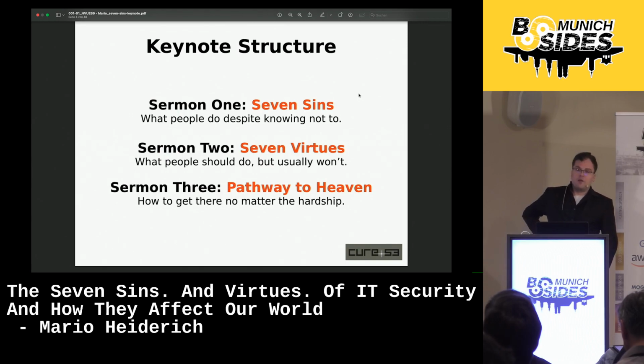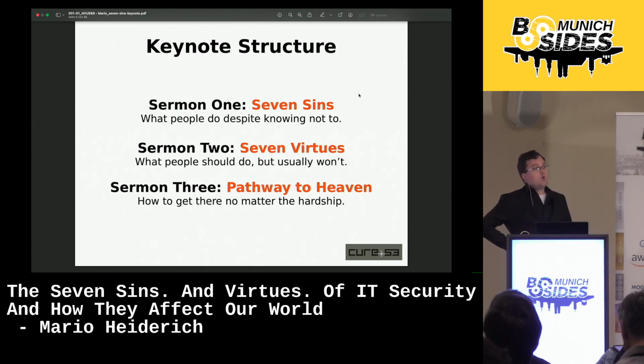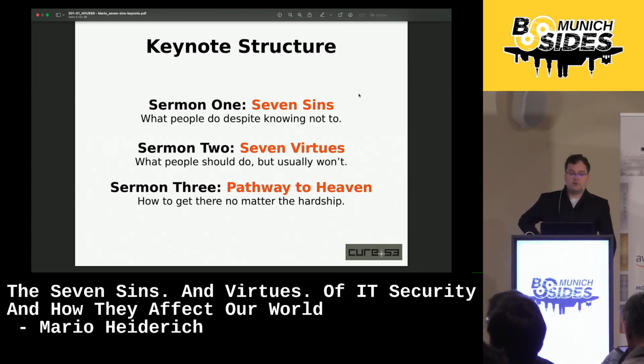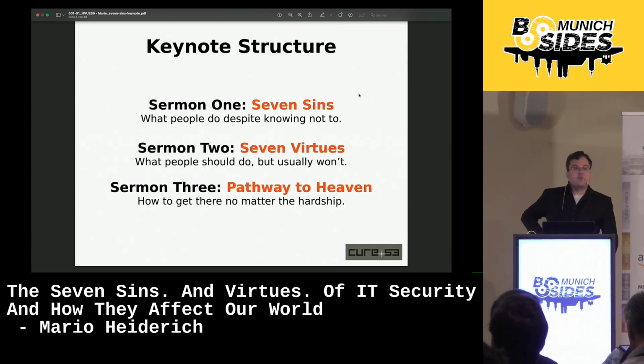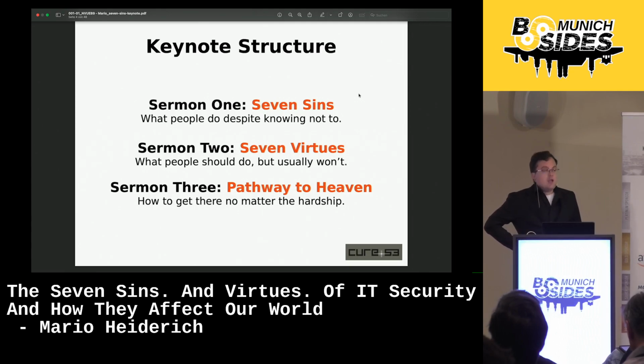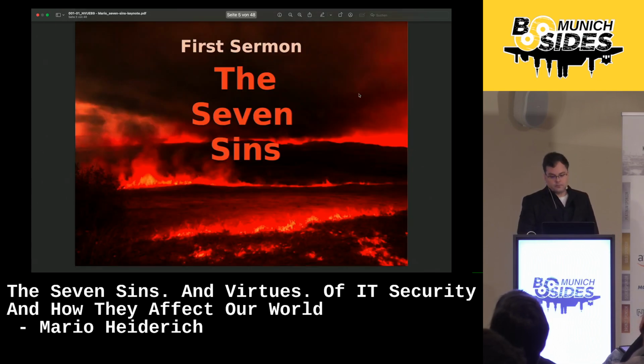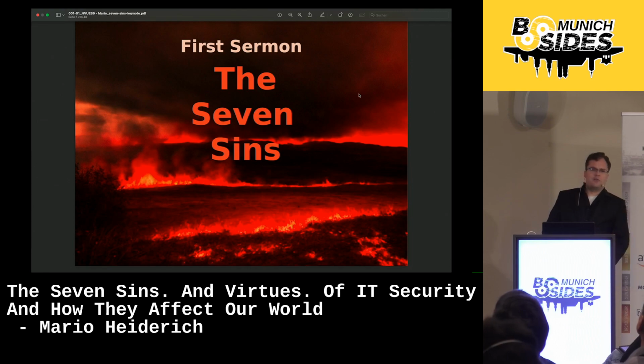With that out of the way, we would like to directly get started with the structure of this keynote. Sermon number 1, let's talk about the 7 sins. What are they? What do we need to know about them? And how do they map to IT security? Sermon number 2, let's talk about the 7 virtues, the counterpart thereof. And last but not least, the third sermon, which is the pathway to heaven, where we can improve ourselves to actually arrive at the point of no longer being prone to falling for those sins and opting more for those virtues.